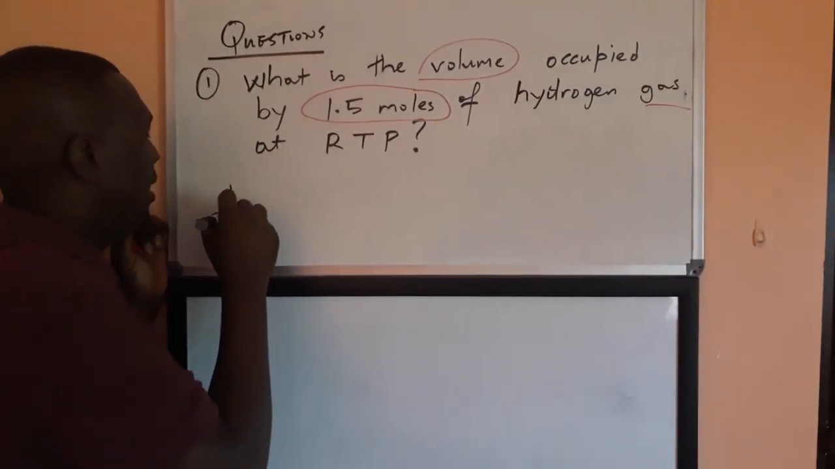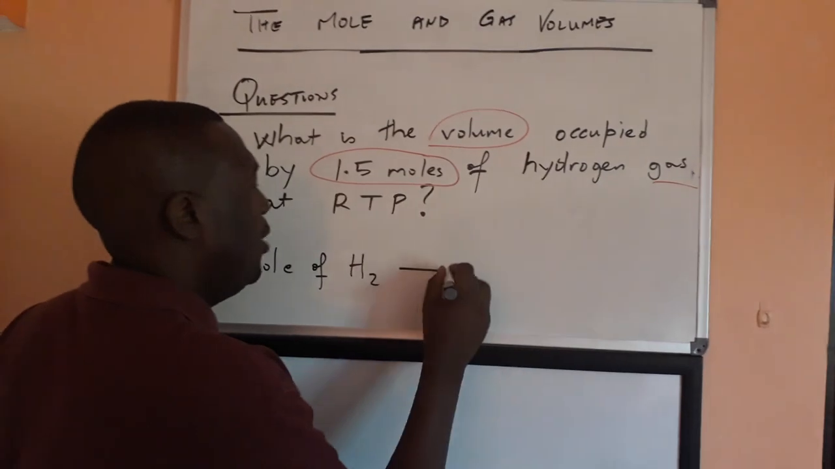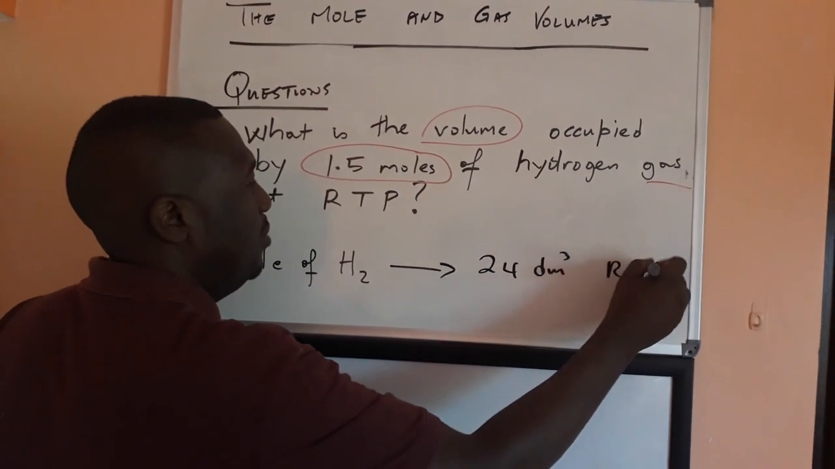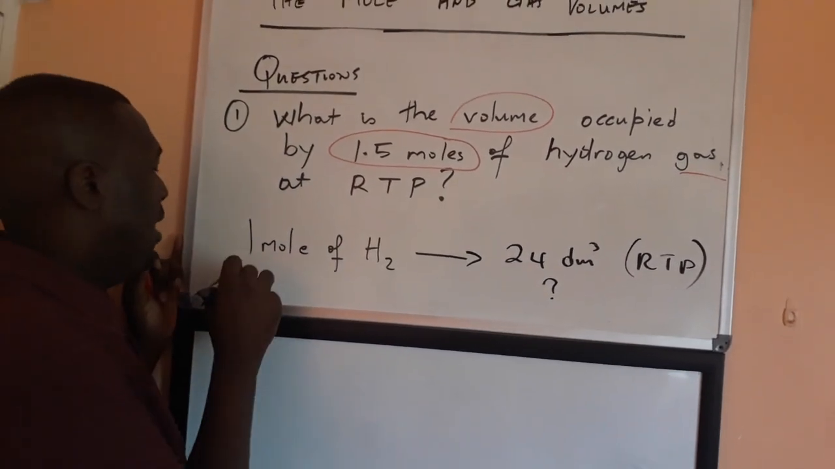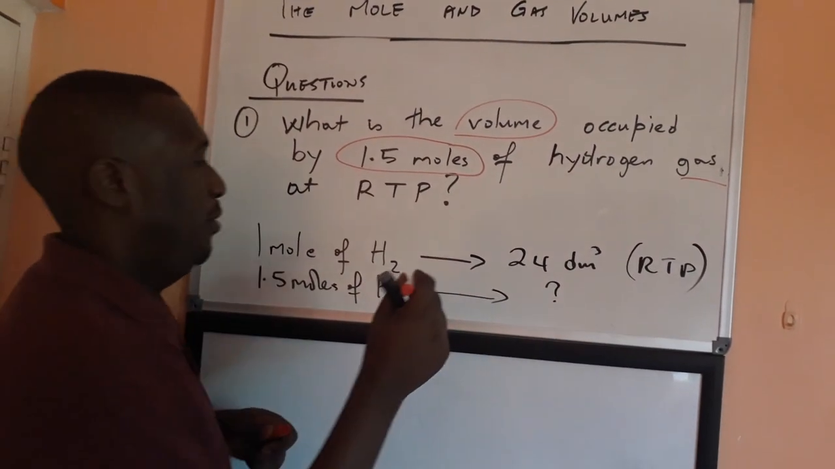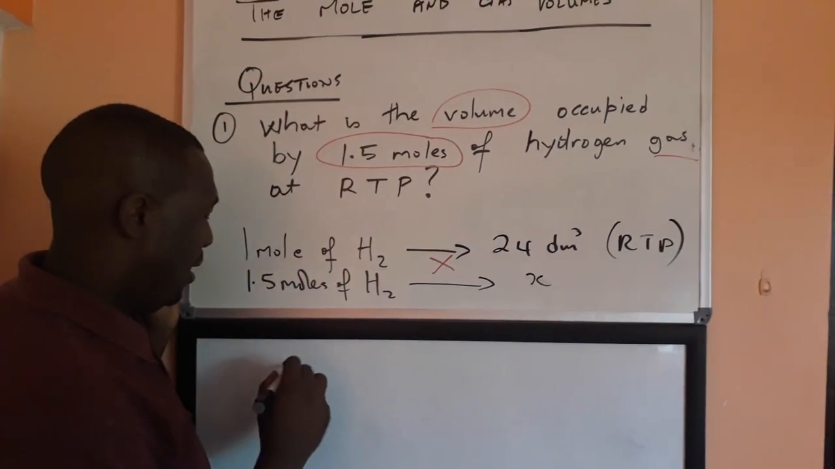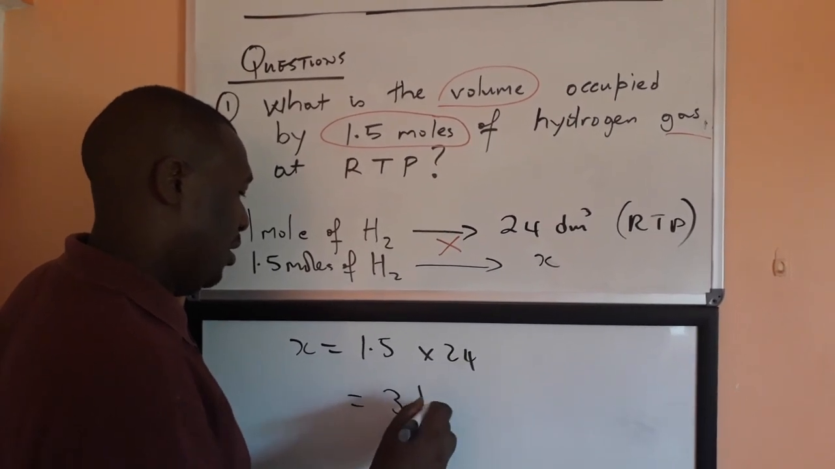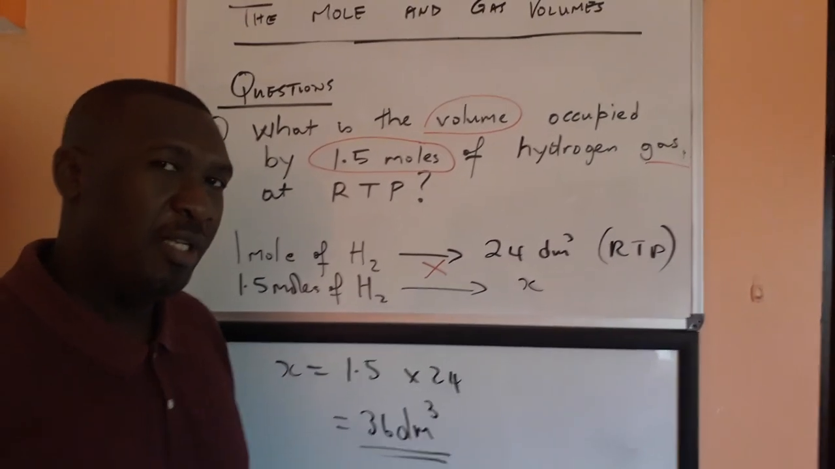So we know right away that we're going to write: one mole of hydrogen gas will occupy a certain volume. This volume is at RTP, so that's 24 decimeter cubed at RTP. Then the question is asking what volume. We don't know the volume, but we're told that we have 1.5 mole of hydrogen. Straightforward. So we cross multiply, put a variable x in place of the question mark, and then x is equal to 1.5 times 24, and that is 36 decimeter cubed. And so there you go, easy peasy, that's your answer.